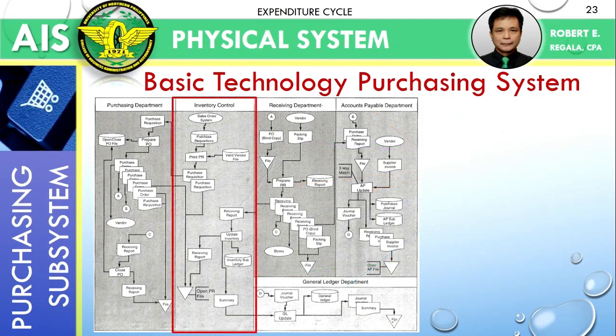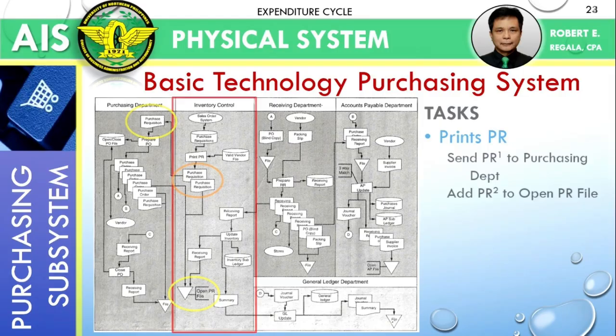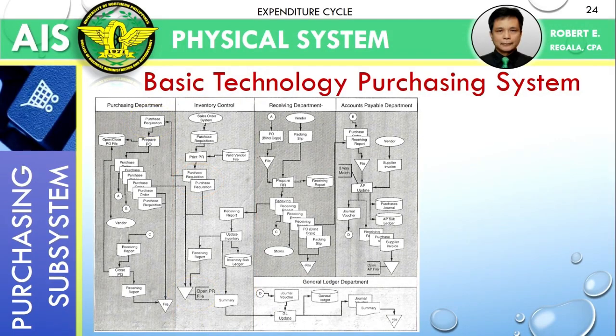Inventory control. The process begins when the inventory control clerk prints purchase requisitions from his PC by accessing the purchase requisition file. Recall that this file was created during the sales activity when the inventories dropped to their predetermined reorder point. One copy of the requisition is sent to the purchasing department, and one copy is placed in the hard copy open purchase requisition file. Note that to provide proper authorization control, the inventory control department is segregated from the purchasing department.